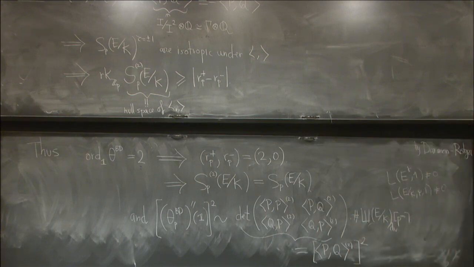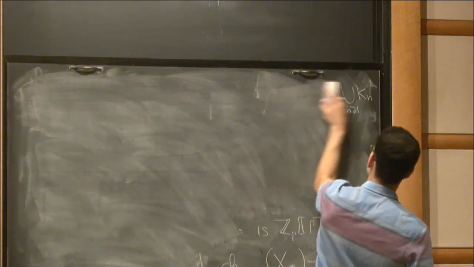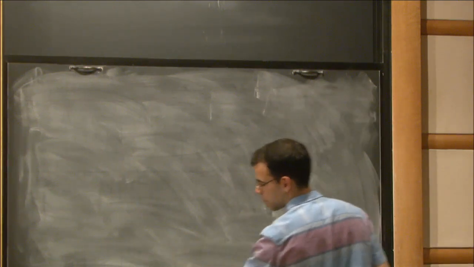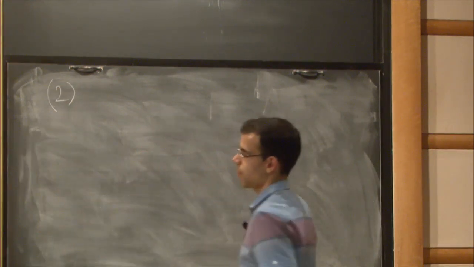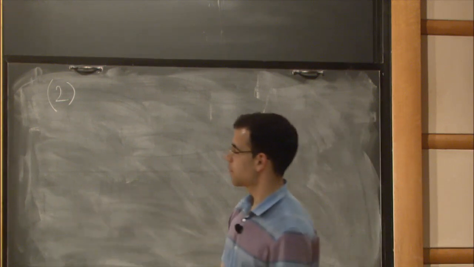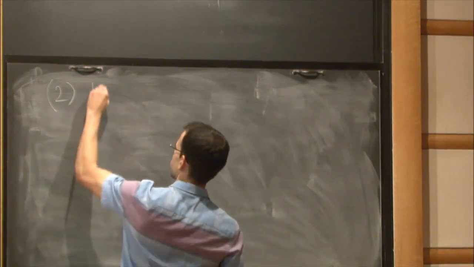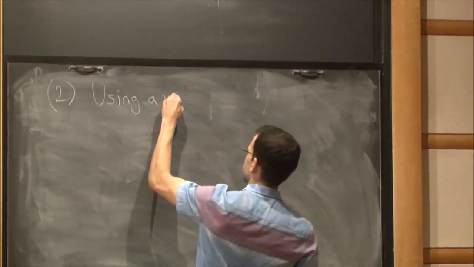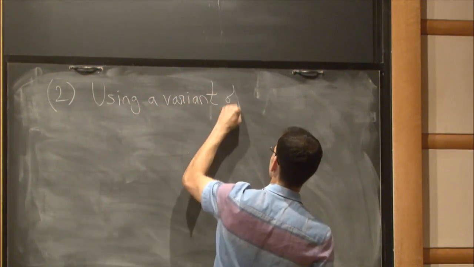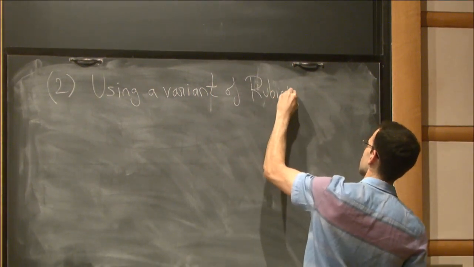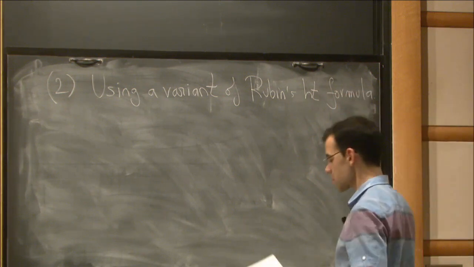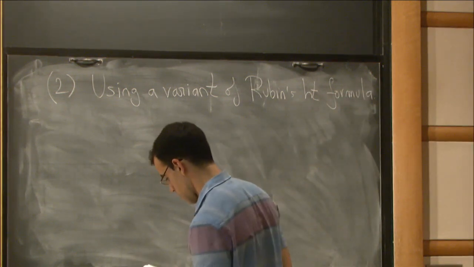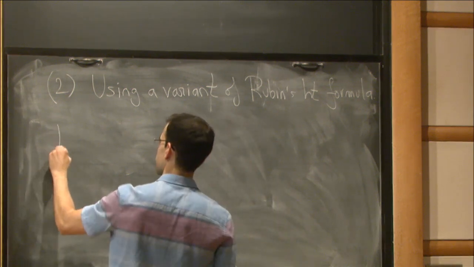And let me just say where the second is going to come from, and it's in fact where we need to work harder. Somehow this first part was just putting together results in the literature, but with some work. The second is using a variant of Rubin's height formula. So how does this go?